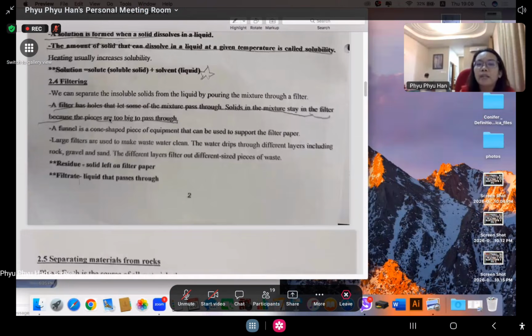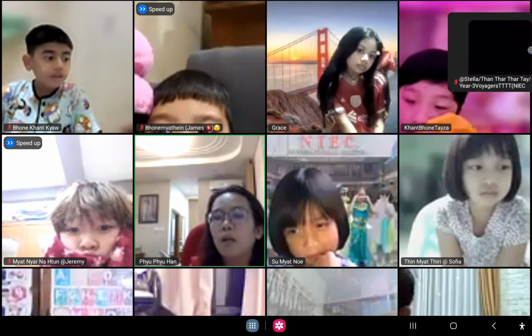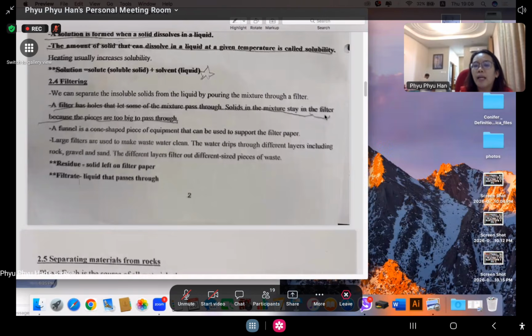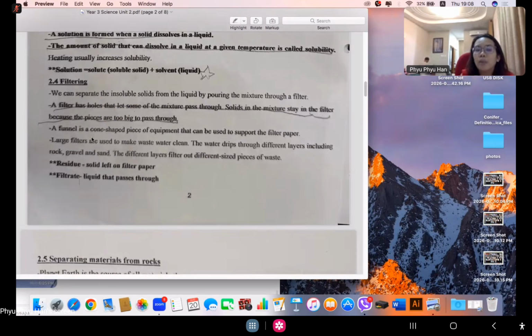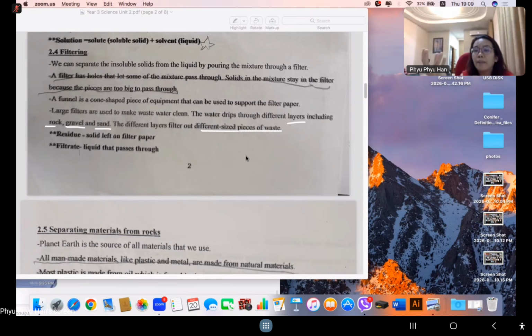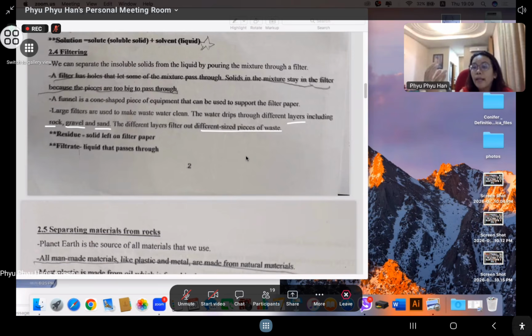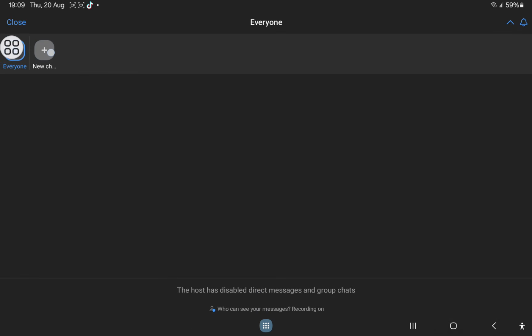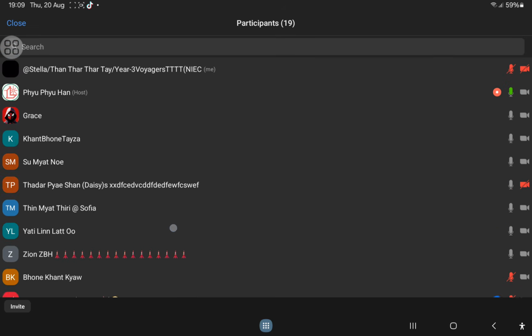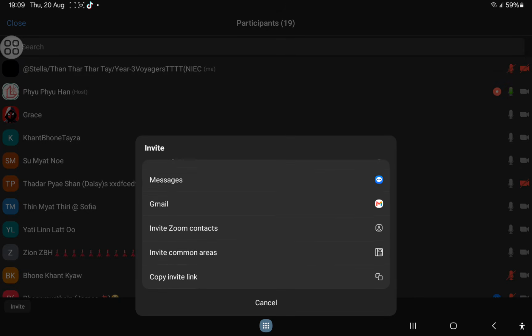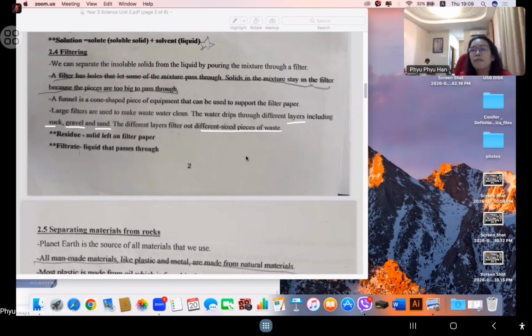The filter has holes that let some of the mixture pass through, and the solid in the mixture stays in the filter, because the pieces are too big to pass through. The liquid will pass through. The funnel is the cone-shaped piece of equipment used with filter paper. What is left on the filter paper we call residue. The liquid that passes through the filter paper we call filtrate.